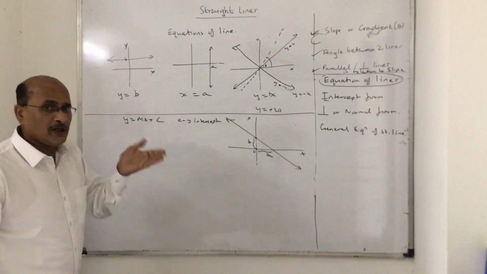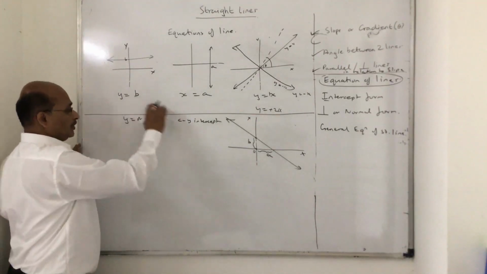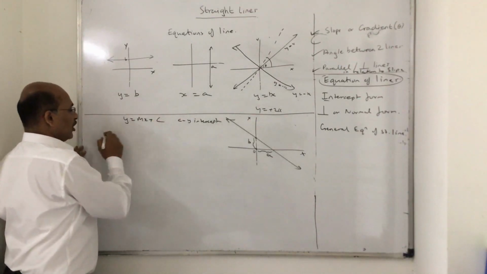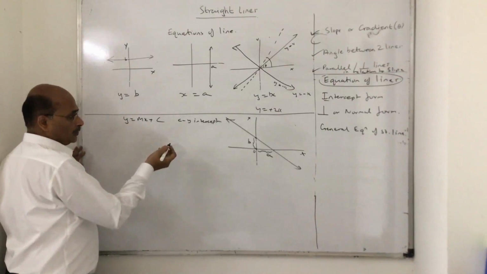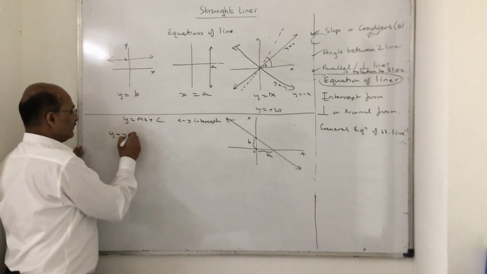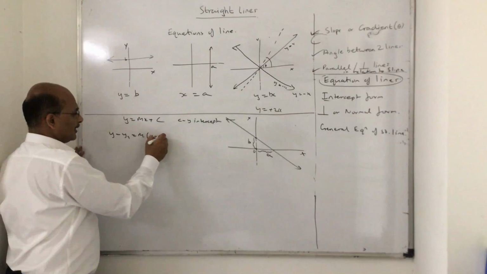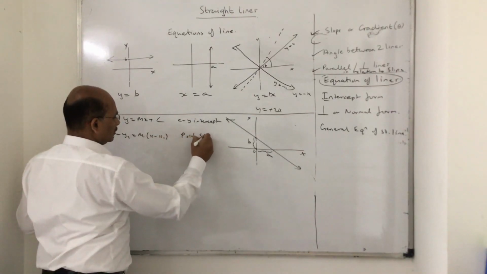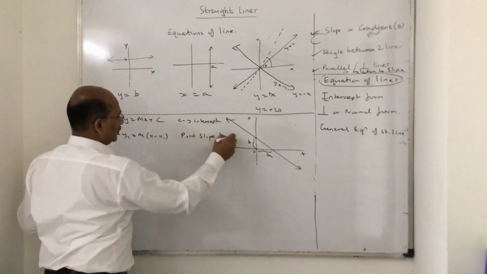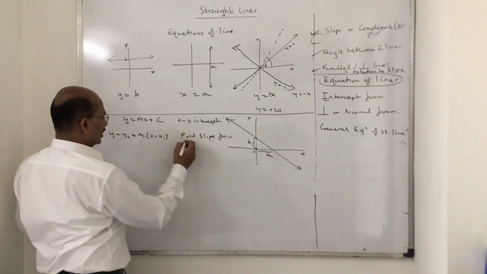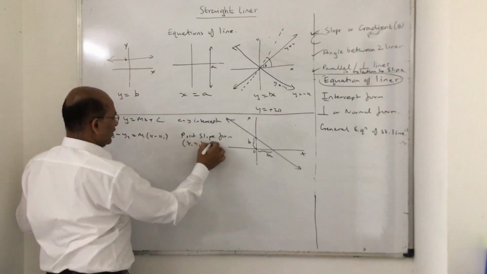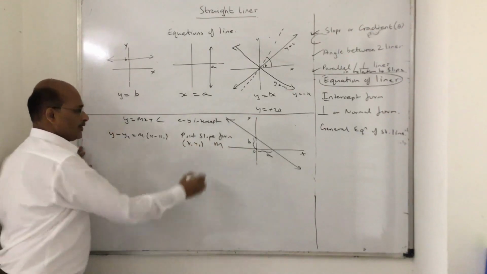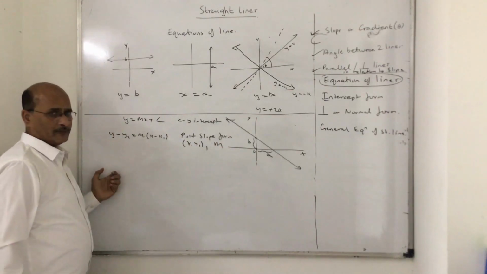But the more popular type of equation of a straight line is called the point slope form. So y minus y1 is equal to m of x minus x1. This is called the point slope form. Right? So here, the point is x1, y1 and the slope is given to you. Then it is the point slope form.